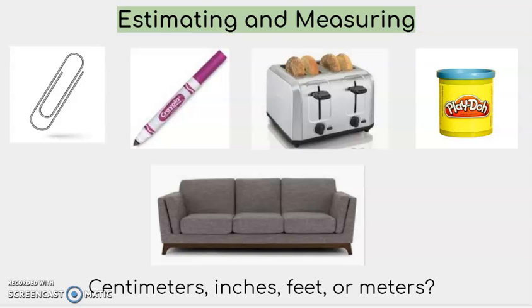Lastly, the couch. From one side of the couch all the way across to the other. Is that 3 meters or 3 centimeters? If you guessed meters, you're right. A couch is very long, so it would be 3 meters. 3 centimeters would be much too small for a couch.